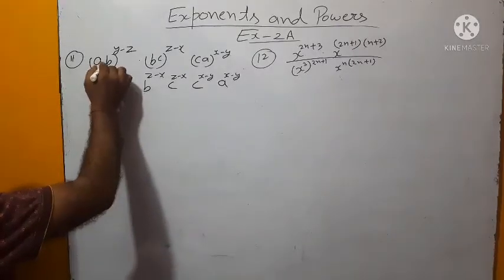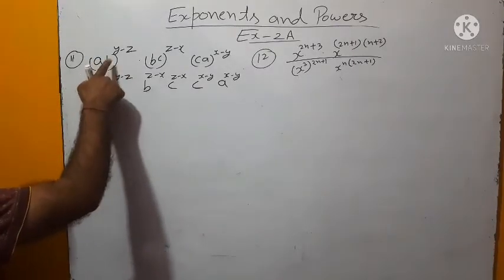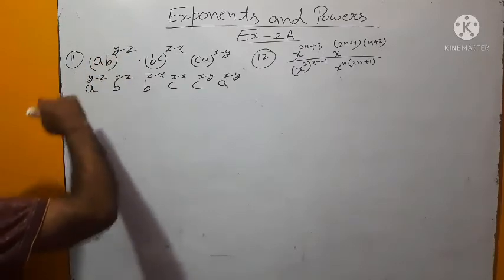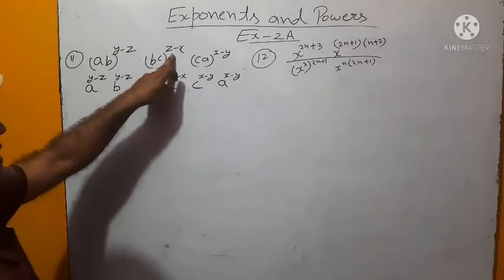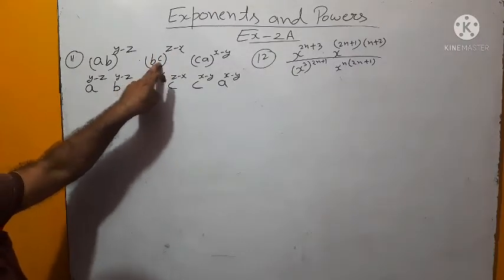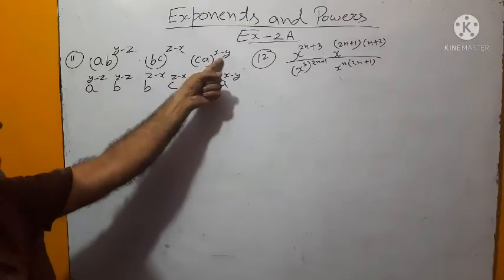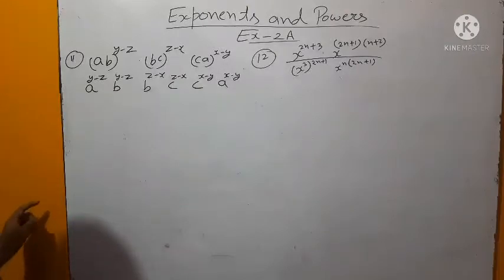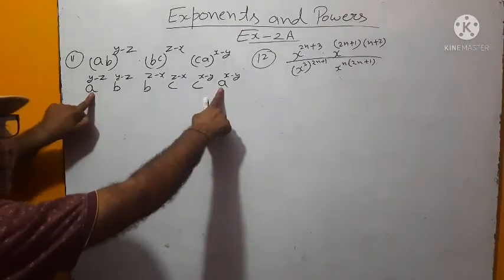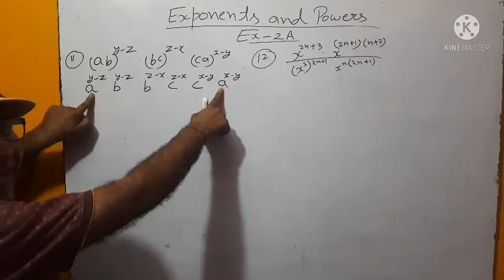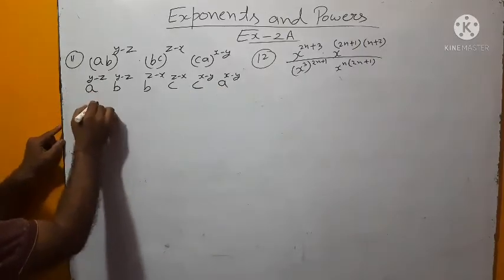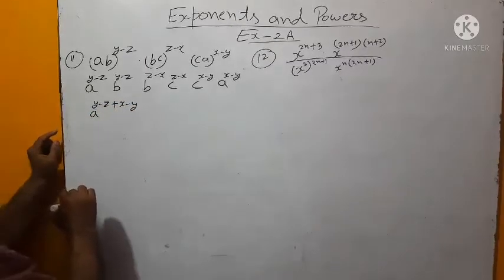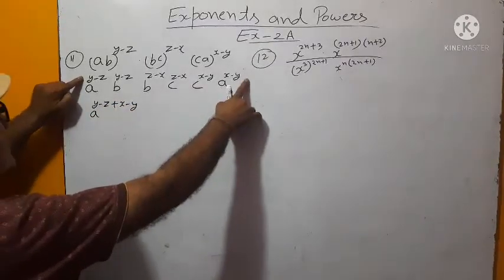If base has many terms which are multiplied with each other, then power will go to both the terms. Power a also, power b also. This z minus x will be the power of b as well as power of c also. Same here, x minus y will be the power of c also, power of a also. Now we know that a power this, a power this, bases are same, so exponents will be added. So check what you will get: y minus z plus x minus y. Because bases are same, so exponents will be added.